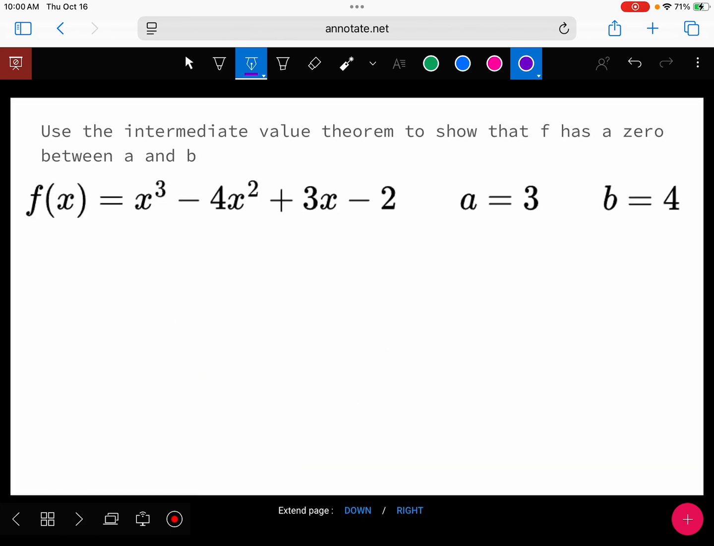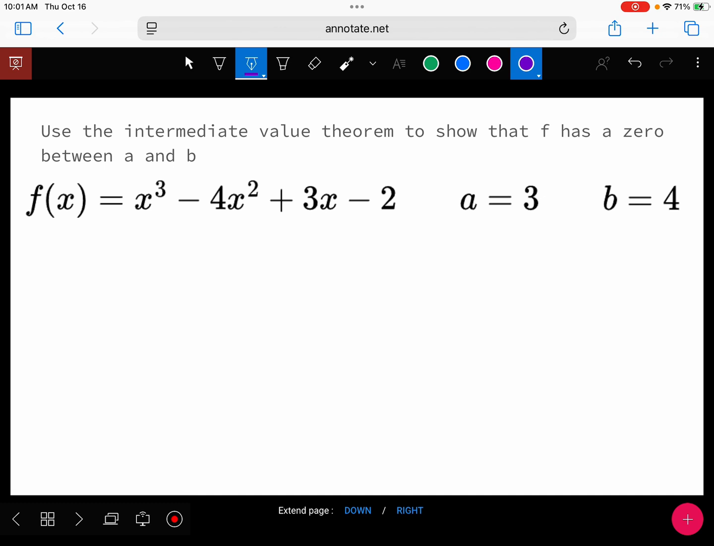This is how we tend to get these problems. And there is at least one, I think there's 2 on the homework, 2 or 3. So we're going to be using the intermediate value theorem. Basically means we're going to do some substitution to show or prove that f has a 0 between a and b. So we're given f of x as x cubed minus 4x squared plus 3x minus 2, and we are given a of 3 and b of 4.